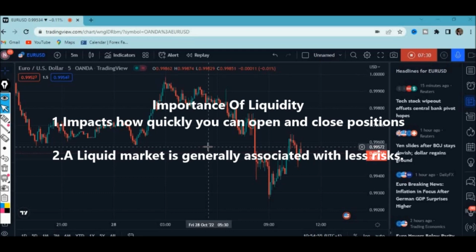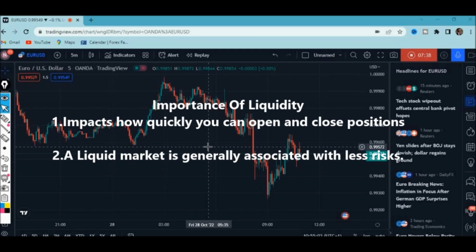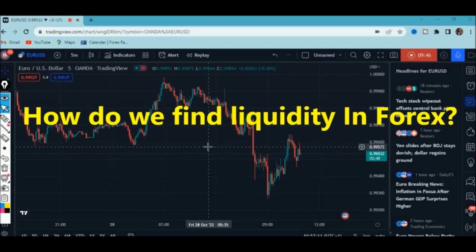In other words, if a market is liquid, the bid offer spread will tighten. If a market is illiquid, or rather in low liquidity, the bid offer spread will widen. I hope you have understood the importance of liquidity, and now I'm going to show you how to find liquidity.